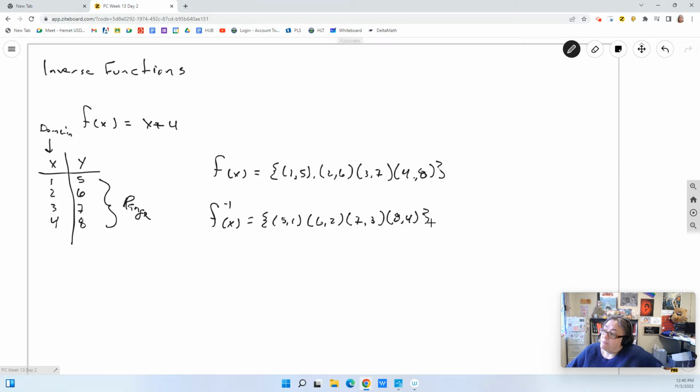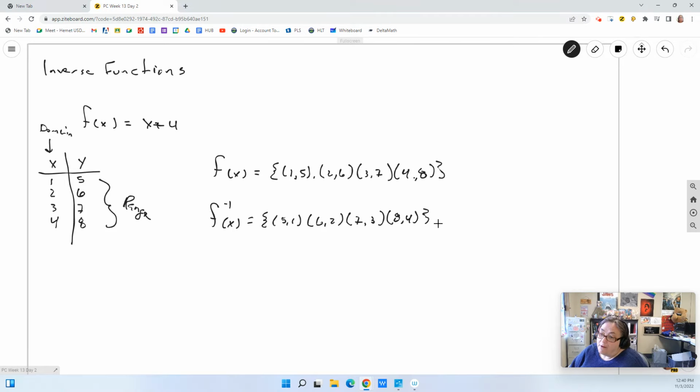So what happened from one to the other? What did I do? Kind of the old switcheroo, right? I just switched my domain and range. I flipped them, right? That is the inverse.